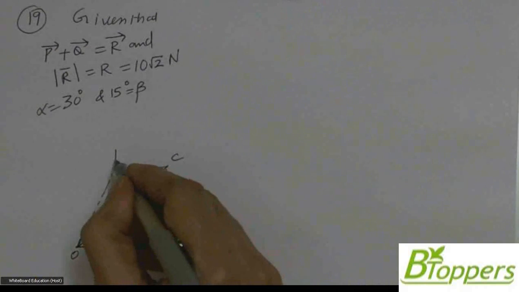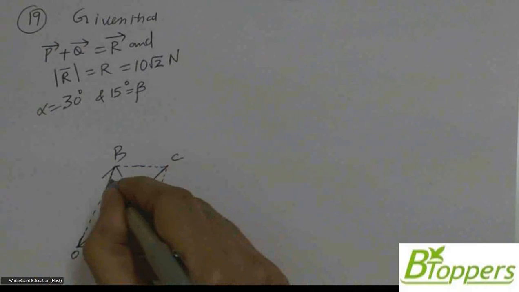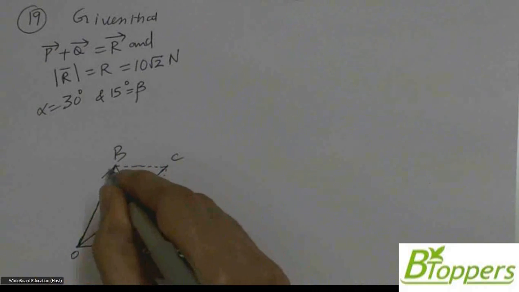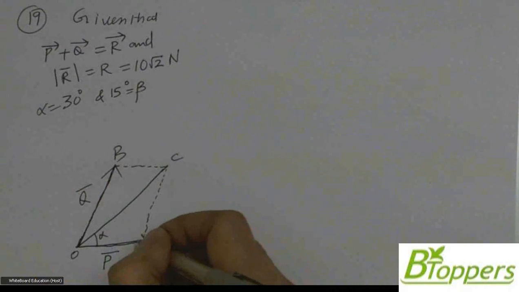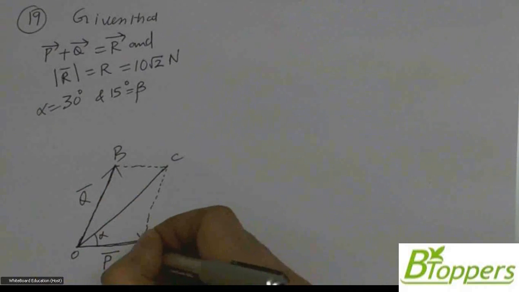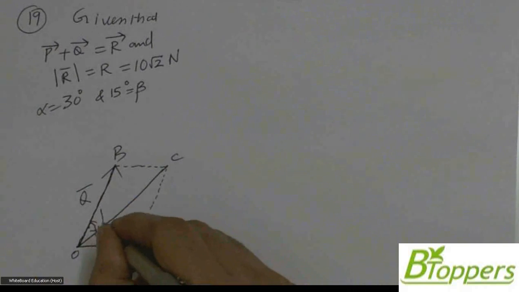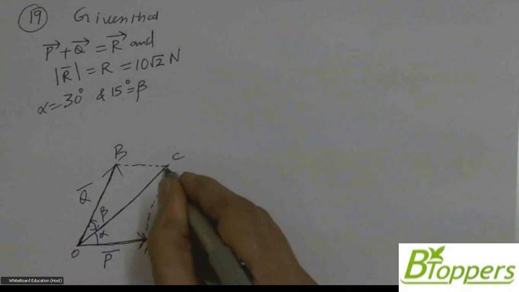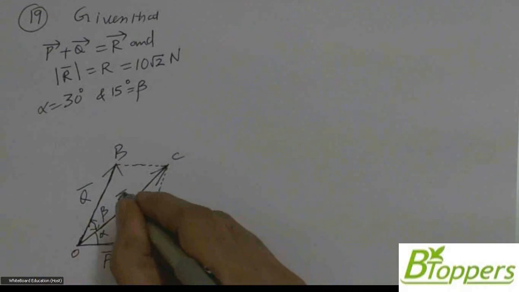So here OACB is a parallelogram. The direct line segment OB bar represents the second vector Q bar. The direct line segment OA bar represents the first vector P bar. The direct line segment OC bar along the diagonal of the parallelogram represents the resultant R bar.